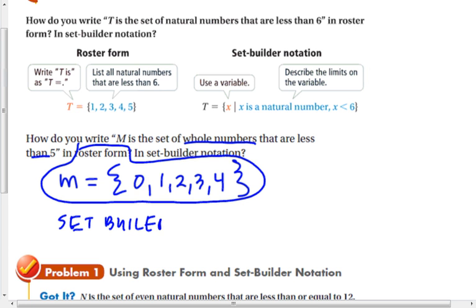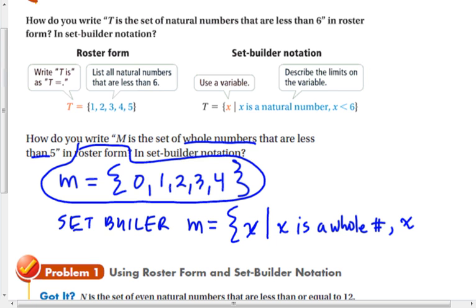we are going to use a variable. So we're going to say M equals, and our variable can be any letter, but let's just use x because we use that a lot. And then we draw a line, and that means such that. So we're saying all numbers x such that x is a whole number. I'm just going to use the symbol for whole number. And then we put a comma, and that comma means such that x is less than 5. And that's how you do set builder notation. All right, you try that.